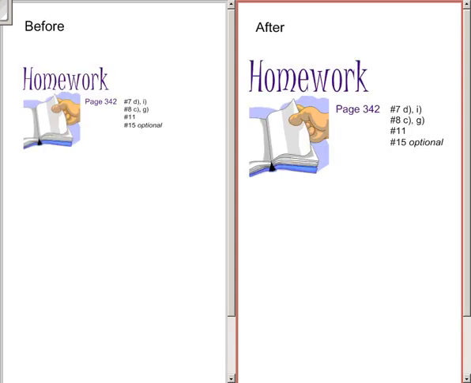And then our last slide that Tiffany used was just the homework page. We didn't change the homework. We just made it bigger for the students to see, and that's all we changed.